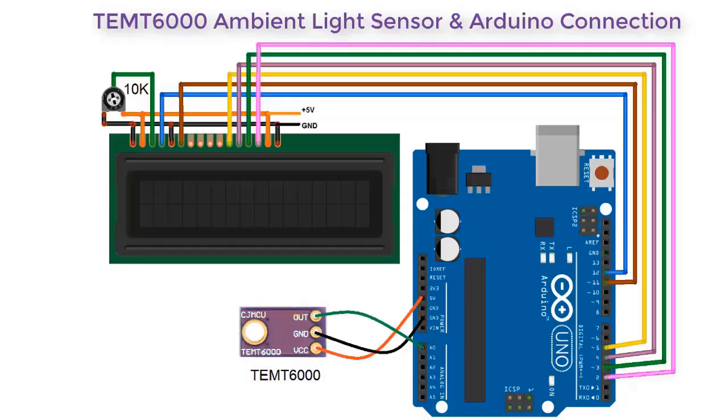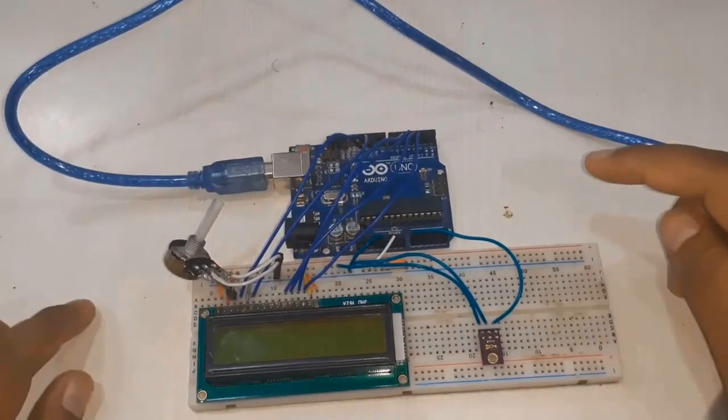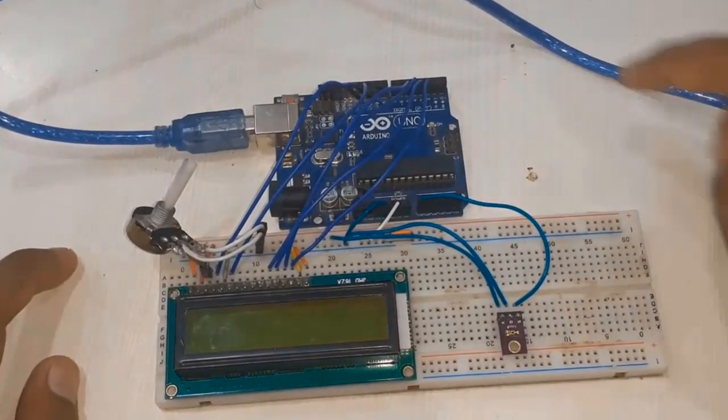Here you can see, we have simply interfaced the TEMT6000 with Arduino and a 16x2 LCD display. We have connected the output pin to analog pin A0 of Arduino. VCC is connected to 5 volts and ground is connected to ground. The LCD pins are connected to pins 12, 11, 5, 4, 3, 2 of Arduino. We have used a 10k potentiometer to adjust the contrast. The LCD also works at 5 volts. So you can simply assemble the circuit as shown in the figure here.